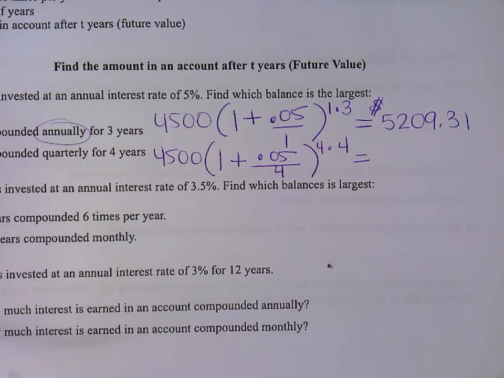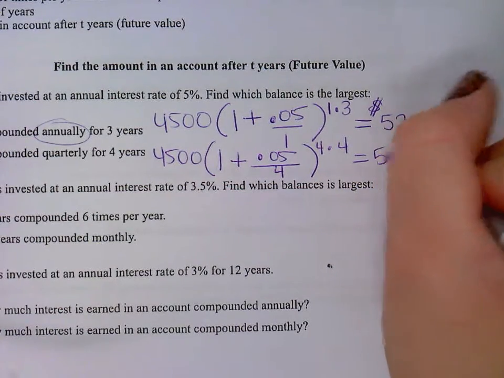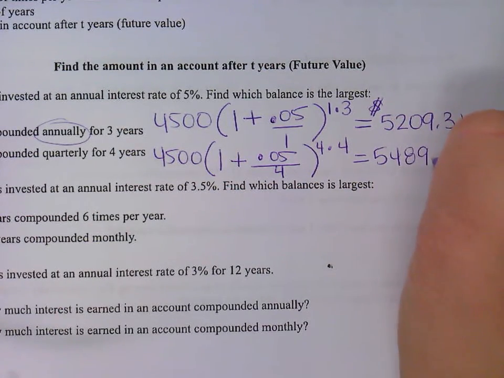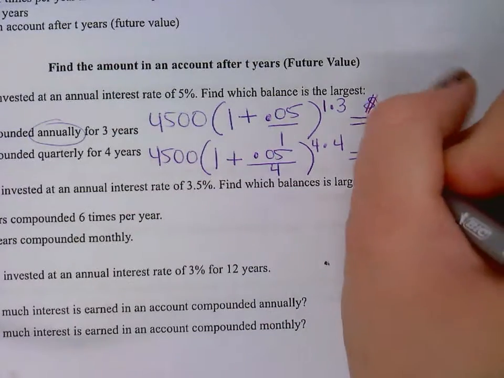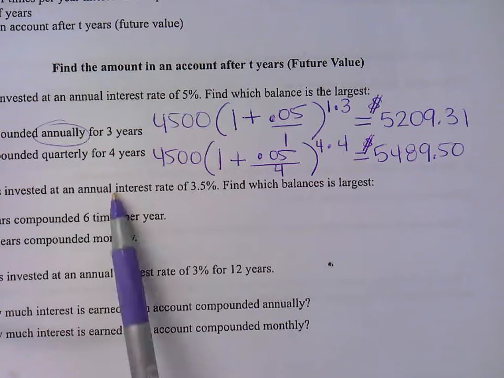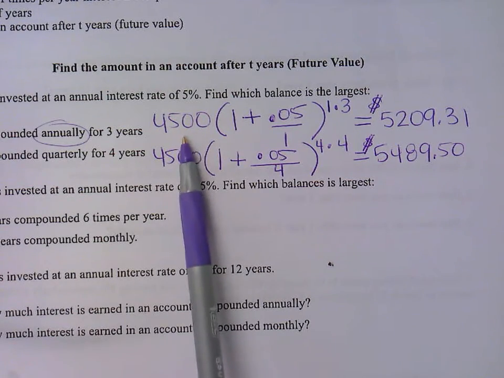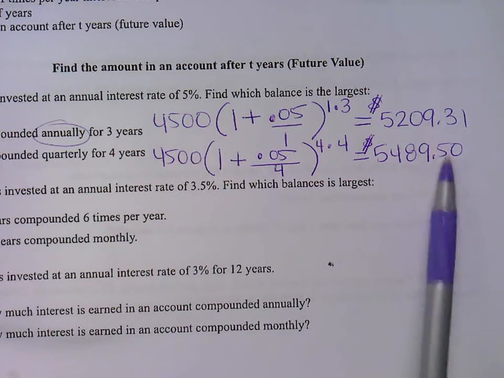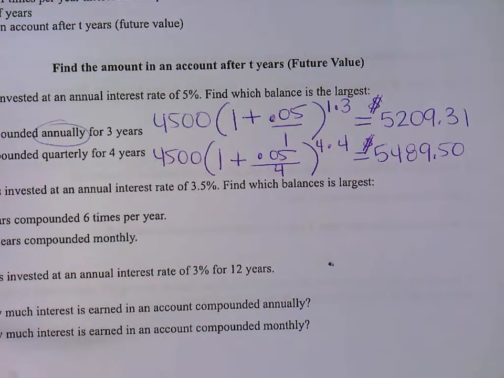This one obviously came out more because I had more years, but did you get 54.89? Yeah, not that much more for a whole year difference, I guess. But you started with 4,500, so $300 a year-ish. Anyone need help typing it in?